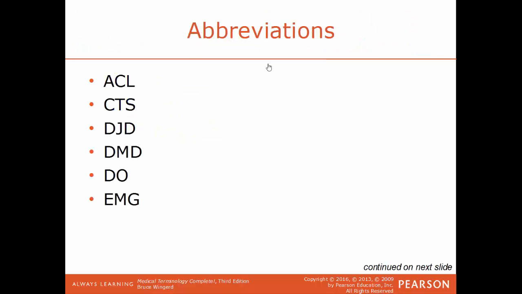All right, now we'll go over some common definitions that you'll see with the muscular system and the skeletal system. See the first one, ACL, the anterior cruciate ligament, a ligament found in the knee that very commonly gets torn or ruptured in sports injuries. Next one, CTS, carpal tunnel syndrome. Next one, DJD, as an overall generic term that references degenerative joint disease. DMD, Duchenne muscular dystrophy, a very severe form of muscular dystrophy.